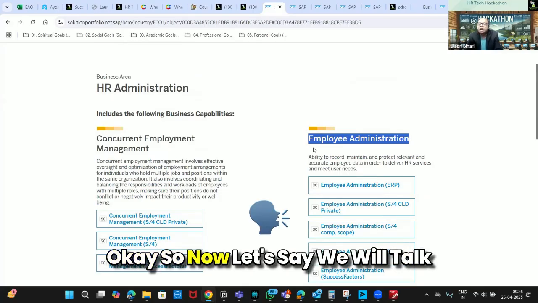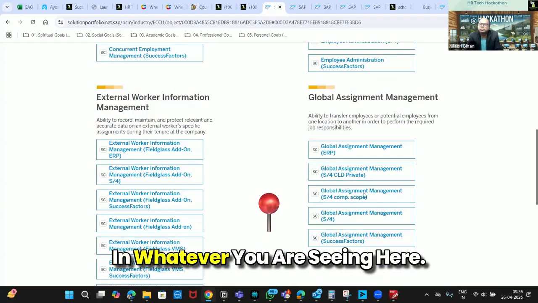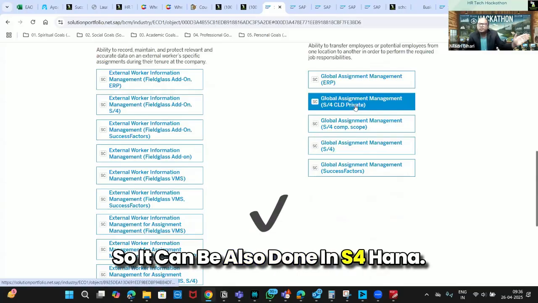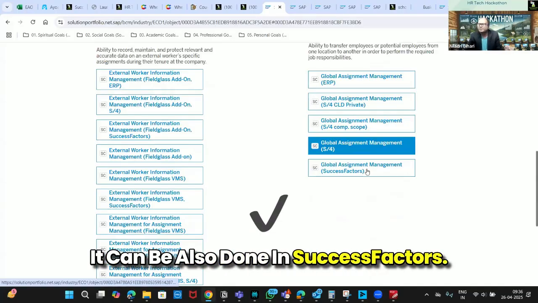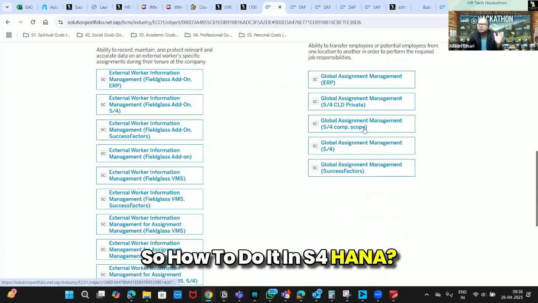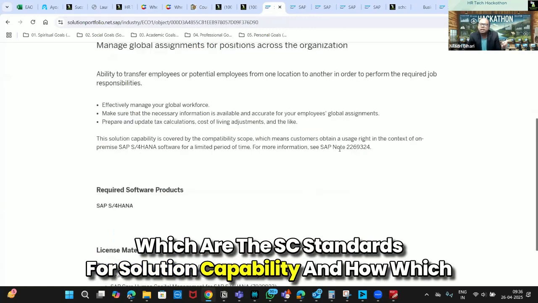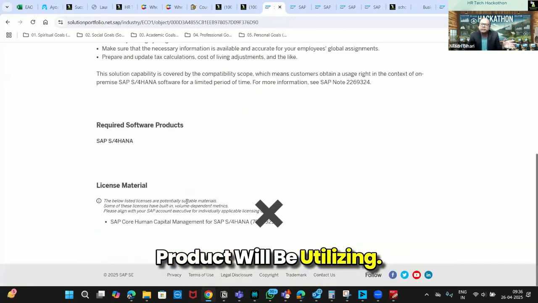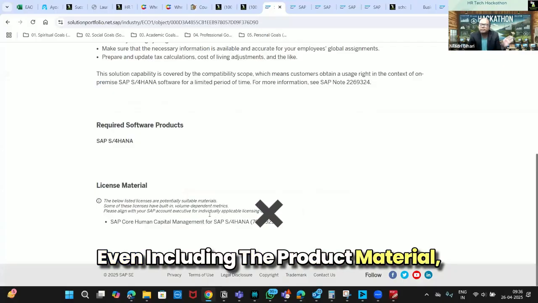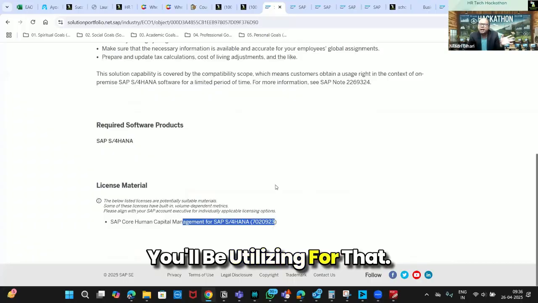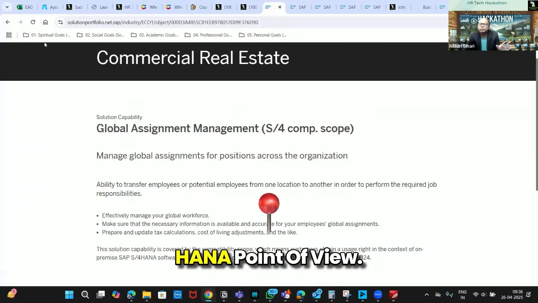Now let's talk about global assignment. It can be done in S/4HANA, and it can also be done in SuccessFactors. How to do it in S/4HANA has been explained here. SC stands for solution capability, and they have given which product you will be utilizing, including the product license material, for that. So this is from an S/4HANA point of view.